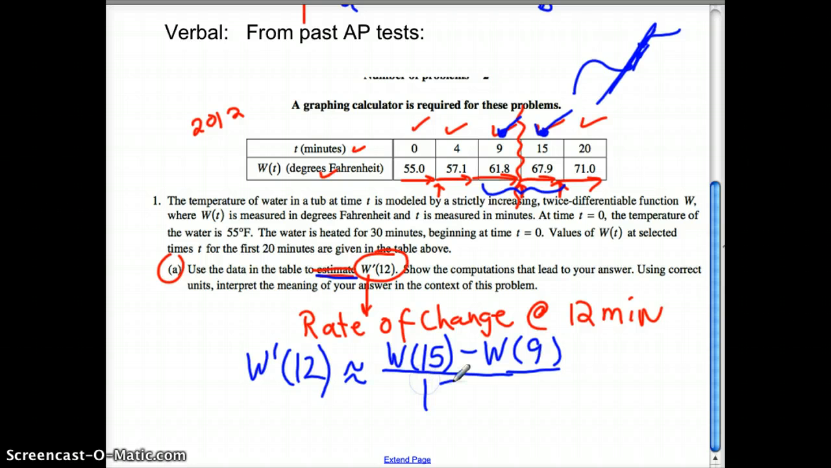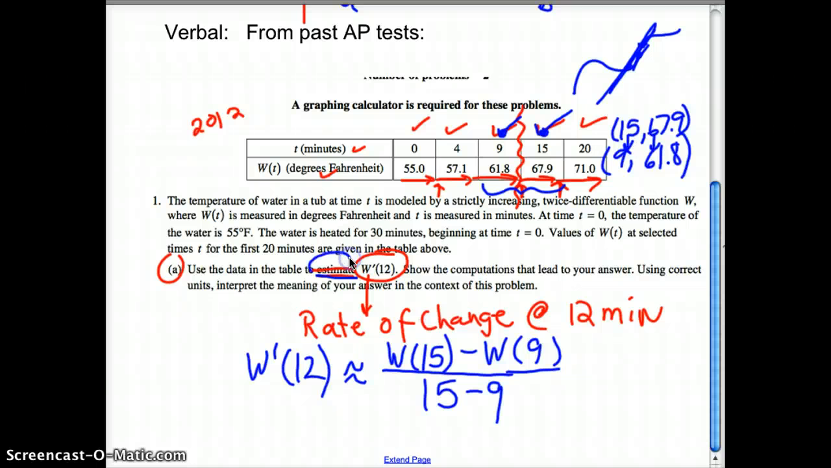And that's over basically a 3-minute interval. But really what I'm doing is the slope of the secant line. If I were to write them in terms of points, it'd be (15, 67.9) and (9, 61.8). So all I really need to do is find the slope of that. And we know slope is change in y over change in x, and I'll have a good approximation.